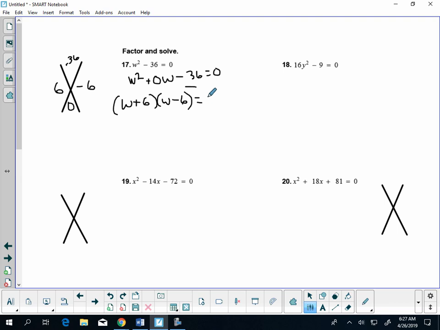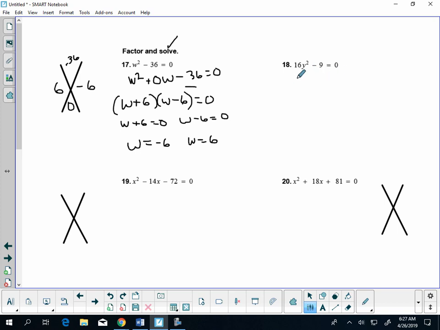Oops. And I need to make sure I look at the directions. It says solve, because that said equal to 0, so then I take each one of those factors, set it equal to 0, and I get w equals negative 6, because I subtracted 6 from both sides, and w equals 6 because I added 6 to both sides.